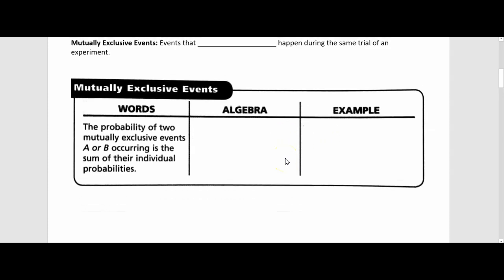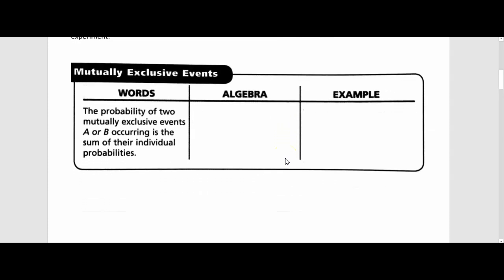Let's look at the notation here. So mutually exclusive, the probability of two mutually exclusive events A or B occurring is the sum of their probabilities. So the probability of A or B is equal to the probability of A plus the probability of B. You also may see this written like this. The probability of A union B. All that this means is A or B is equal to the same thing, just a different notation.